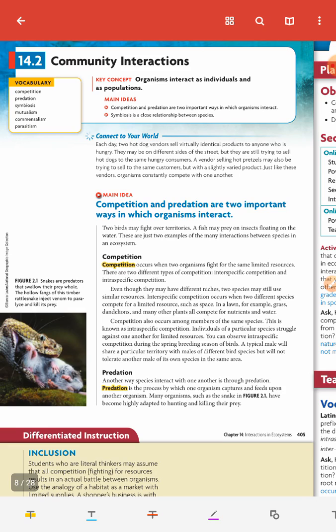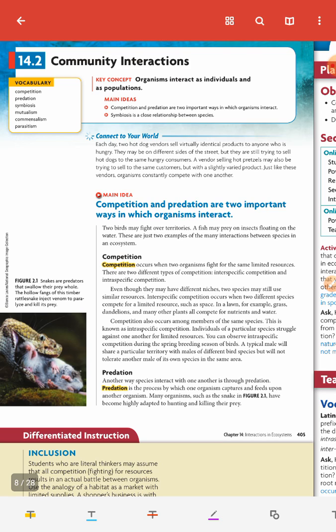Because of our new circumstances, inshallah, I'm gonna explain for you today Lesson 2 in chapter 14 with a topic named community interaction. Community interactions, I'm sure that many of you or all of you have a previous idea or previous knowledge about what we are going to talk about today. So let's start and do not waste our time.